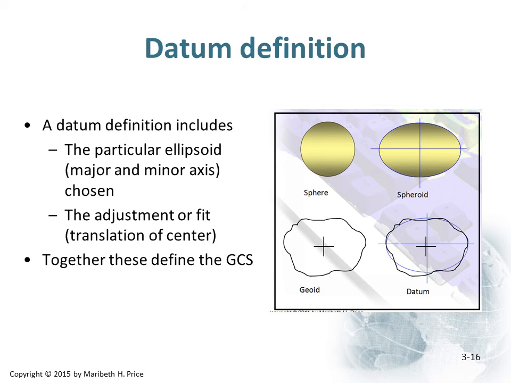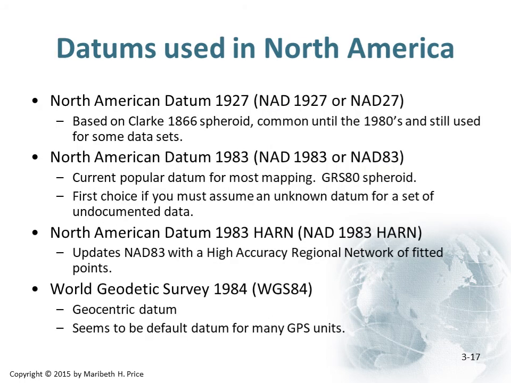So what is the definition of a datum? It is a particular ellipsoid with a major and minor axis, major being the long axis, minor being the short axis, and the adjustment of fit to the center. In other words, that translation of center, how you had to move it around to get the ellipsoid, the spheroid, to line up with a geoid. And ultimately, that is what creates a datum. That's how the datum is defined. And from that datum, we can then calculate geographic coordinates. Most common datums in North America: NAD 27, NAD 83, NAD 83 Harn, and WGS 84.